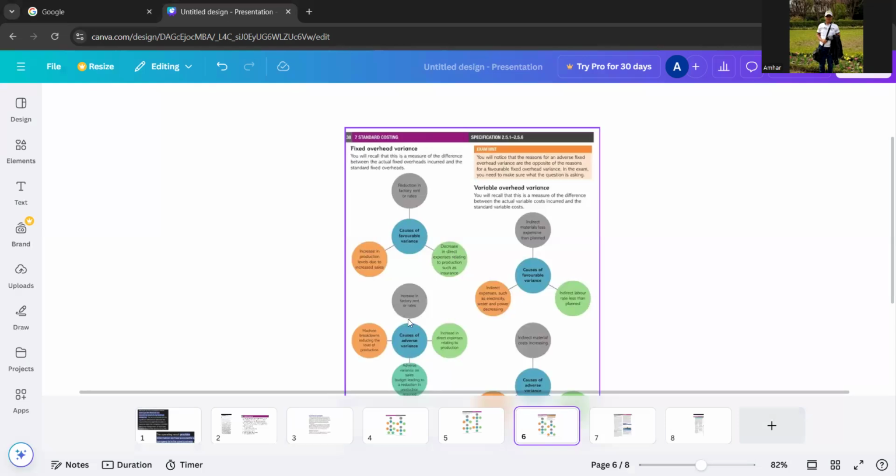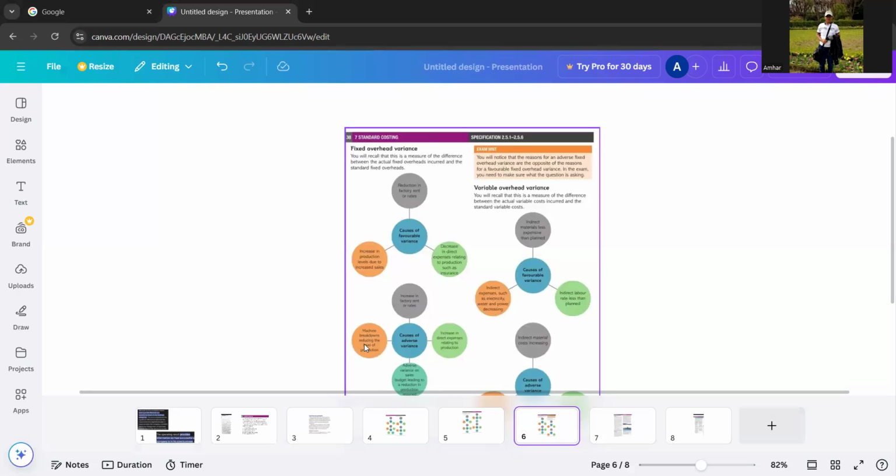First one is increase in factory rent. Whatever they said here, the opposite they are telling here. So favorable ones' opposite will come to adverse ones. For favorable they are telling reduction in factory rent. Now they are saying for adverse, increase in factory rent. Did you understand that? Yeah. Okay, so when the factory rent is increased, then it will cause adverse.